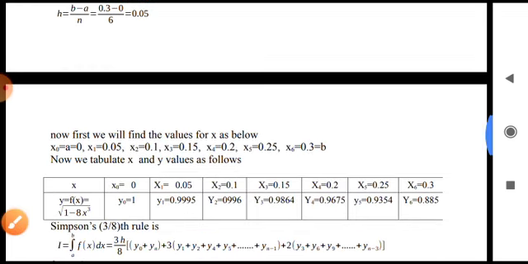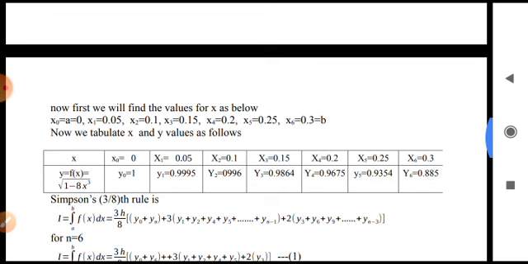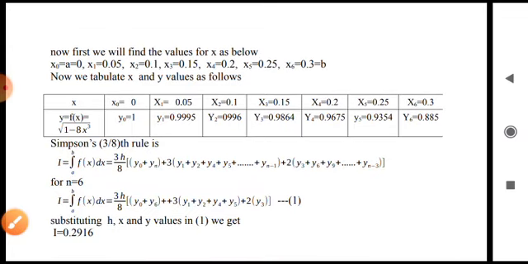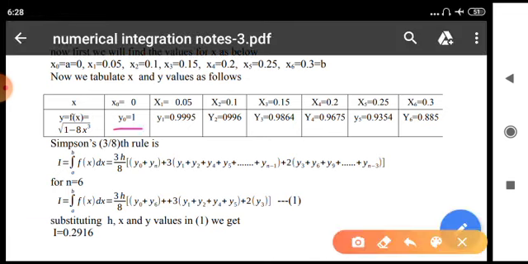Now we will find the values of x as below. x0 is 0, and for x1 we will be adding the h value to each previous value: x1 is 0.05, x2 is 0.1, x3 is 0.15, x4 is 0.2, x5 is 0.25, x6 is 0.3. Now we will tabulate x and y values as follows, as we have calculated earlier. Here also you have to calculate x and y values. For each x value, the y values are calculated.